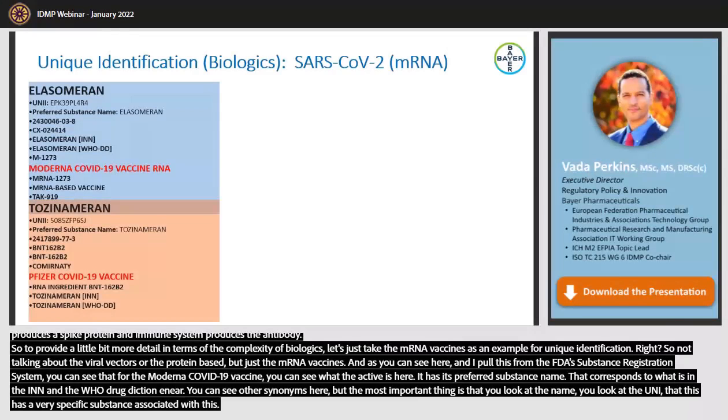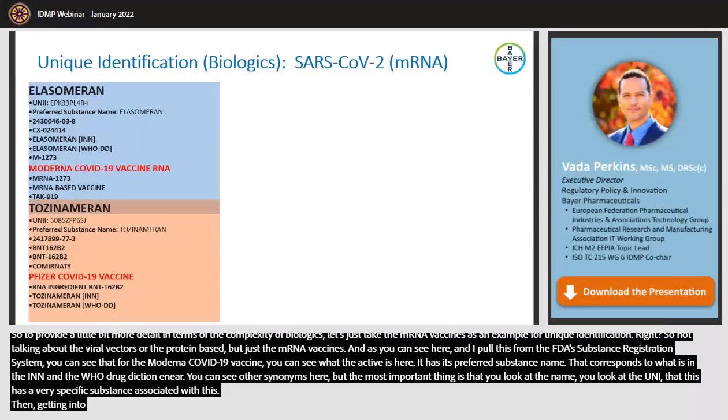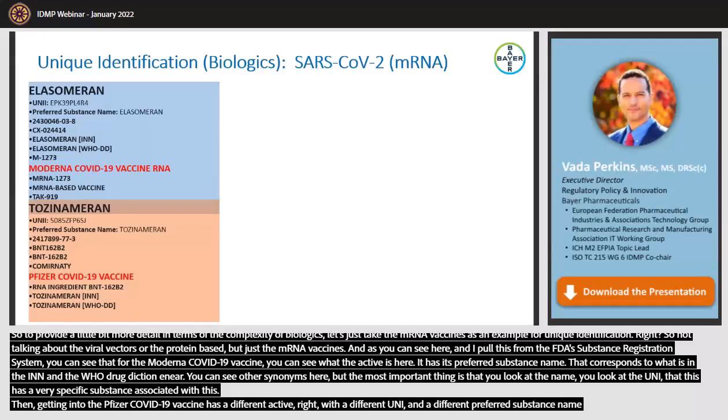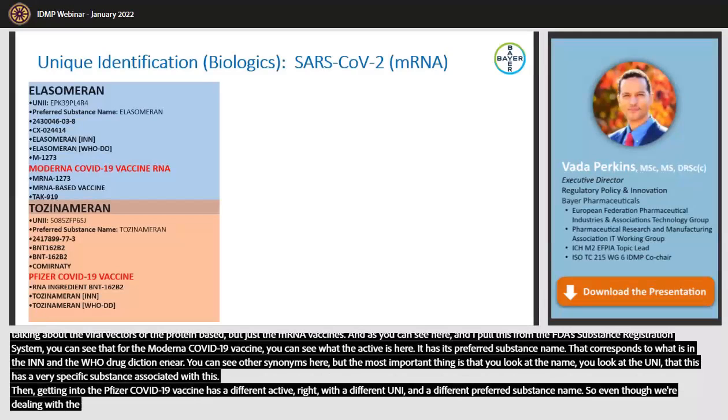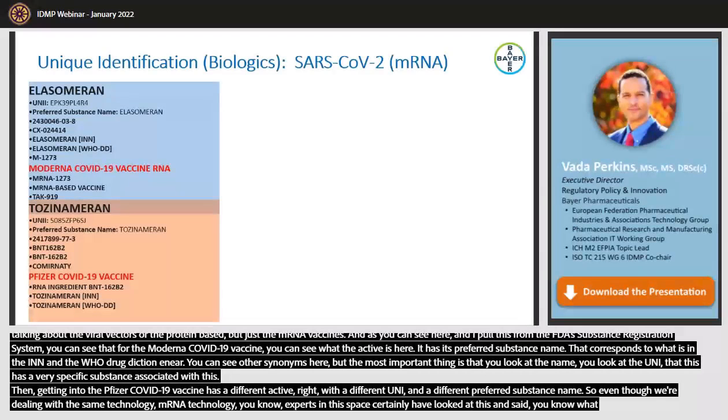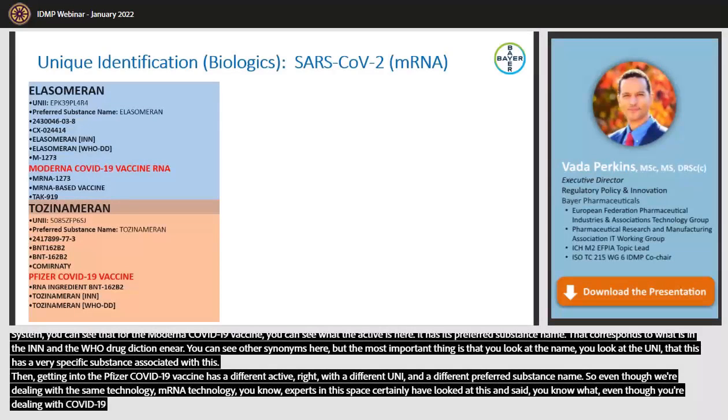Then the Pfizer COVID-19 vaccine has a different active, with a different UNII and a different preferred substance name. So even though we're dealing with the same technology, mRNA technology, experts in this space have looked at this and said, you know what, even though you're dealing with COVID-19 and this variant and mRNA technology, the way these are manufactured, these are different substances.